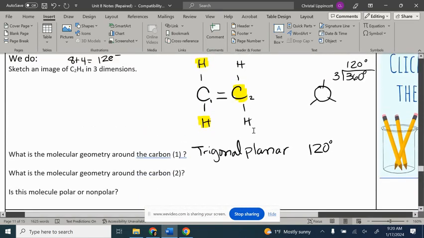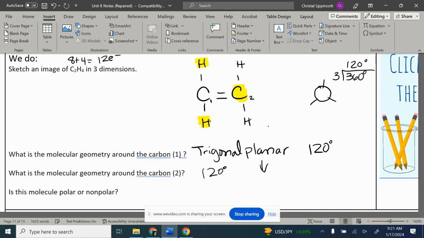How did you figure out the angles? Well, it's on your chart, on your notes chart. But again, if you just apply simple geometry to this, if you have a circle that has 360 degrees and you're dividing it into thirds, the angles are going to be 120. All right. And then the angle around this second carbon is going to be the same. It's going to be the same geometry.